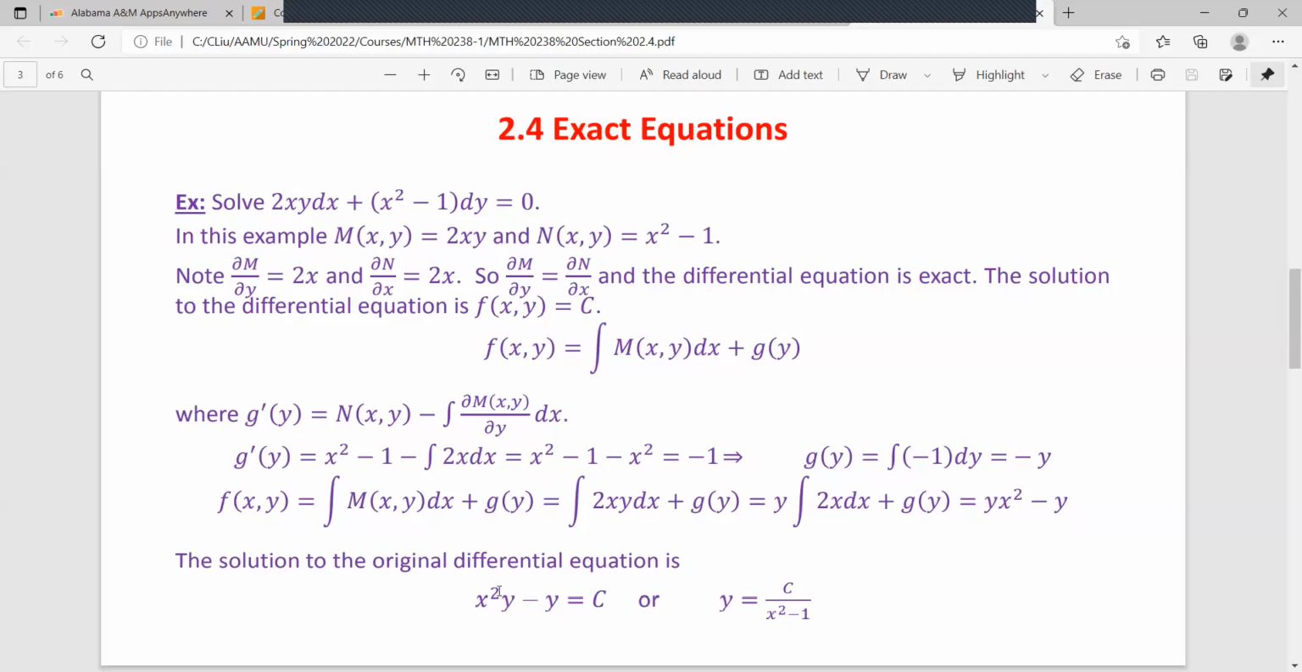Usually you put x in front of y. Then you can factor y on the left hand side of this equation. You get y times x squared minus 1. If you do that, and then divide by x squared minus 1 on both sides, you get y equal to c over x squared minus 1. So that's the explicit solution.